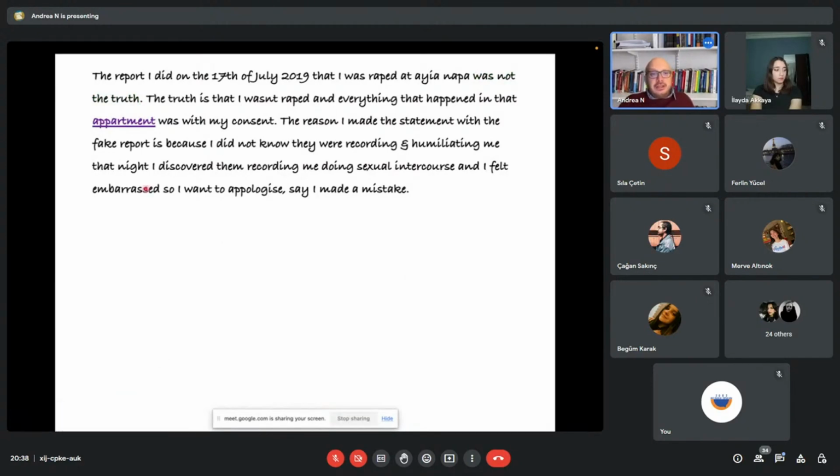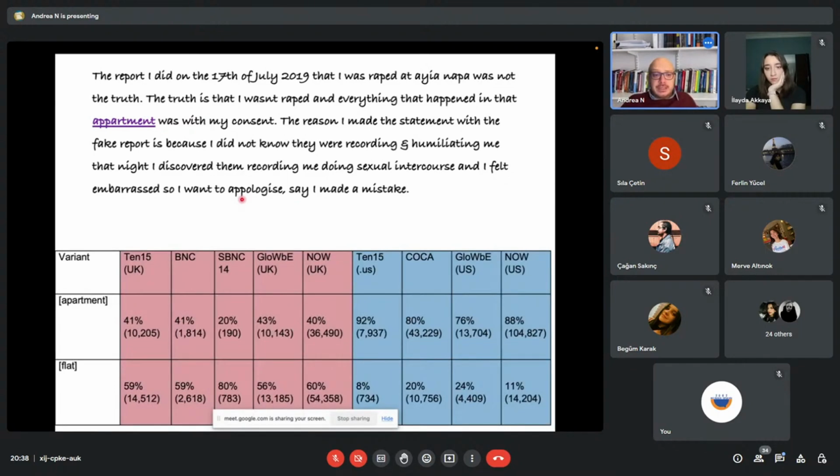Another feature here is apartment. Now notice the misspelling, which is also present here in apologize. Now the misspellings are not relevant evidence because any misspelling was clearly introduced by her when she had written the statement. But what about the word apartment? Well, apartment, the alternative here would have been flat.